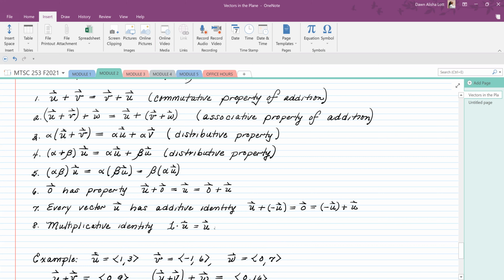So those are the other 3 properties that I kind of took for granted. So I want to make sure that I basically give them to you.